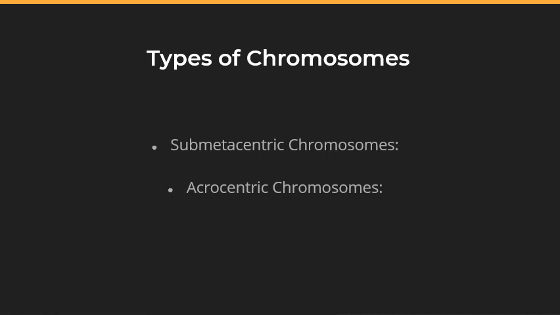Let's add two more to our growing list. We have our submetacentric chromosomes and our acrocentric chromosomes. Submetacentric chromosomes have a centromere located slightly off center, resulting in one longer arm, the Q arm, and one shorter arm, the P arm. Acrocentric chromosomes have a centromere located close to one end, resulting in a longer Q arm and a very short P arm. In humans, the 5 pairs of acrocentric chromosomes include the ones carrying the genes for ribosomal RNA.